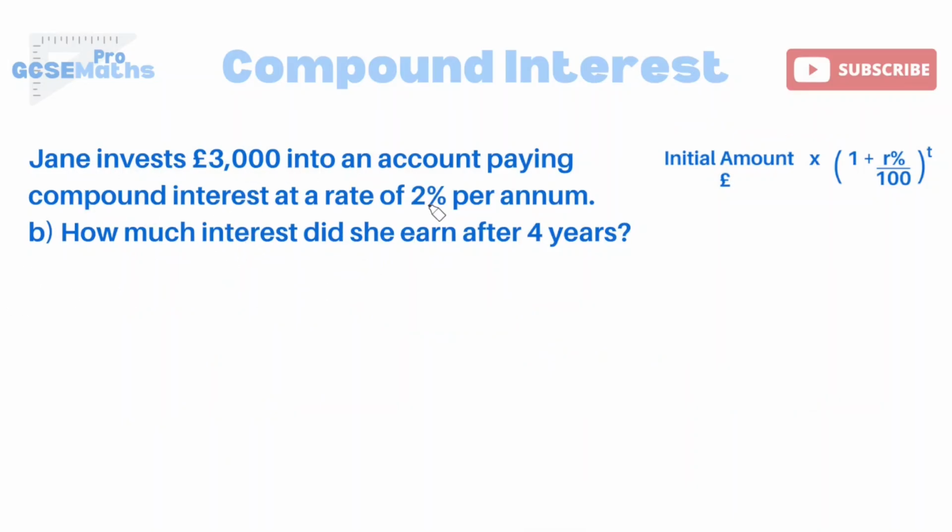Okay, so you can see here we've got exactly the same question. Jane, we've got £3,000, we've got 2% interest, we've got 4 years. However, the question now says, how much interest does she earn? So in this case, it's kind of an extra step. You have to use this formula to give you the value of the account.